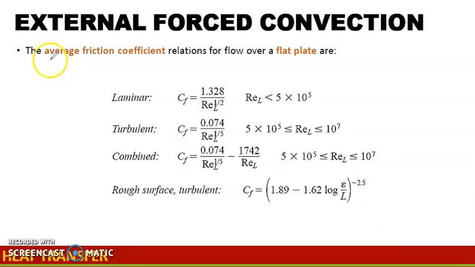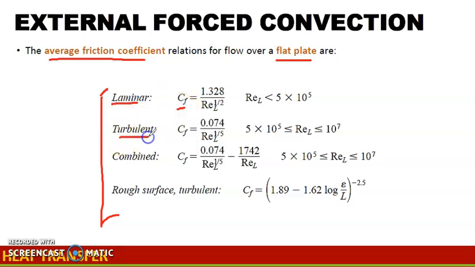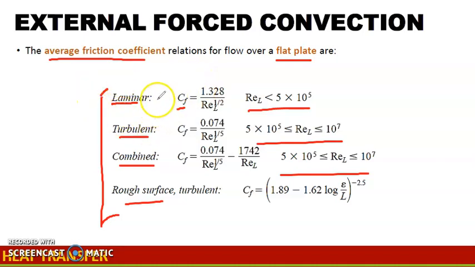For the average friction coefficient in a flat plate, this is what we are using more. We have the value of the friction coefficient for laminar flow, for turbulent flow, for combined flow, and for rough surface. It depends on the value of the Reynolds number. That's why the Reynolds number is a very important quantity, because it will also dictate which equation to use, whether it's laminar, turbulent, or combined.